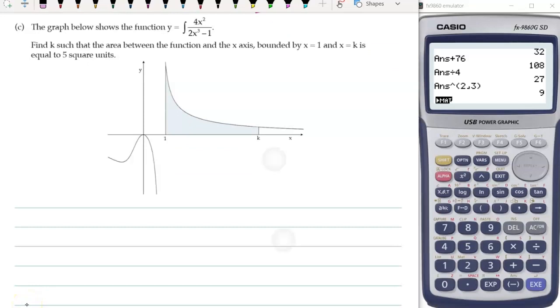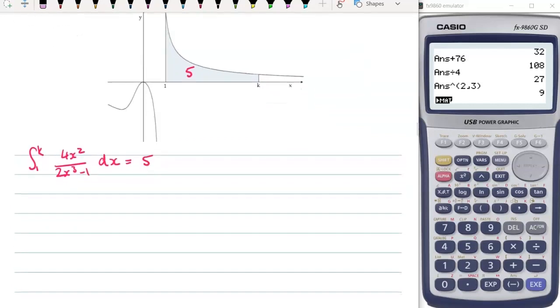Okay, we're told that this area that's been shaded is equal to 5. So if we do the integral in question just here, then we'll set that equal to 5 and we can work out the value of k. So if we integrate between 1 and k of 4x squared over 2x cubed minus 1, we will get the answer of 5. So this then leads us on to the next step to do this particular integral just here.